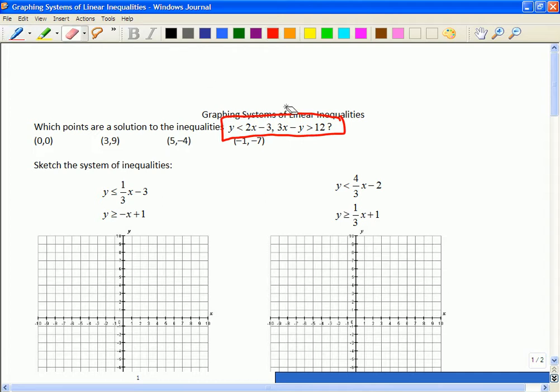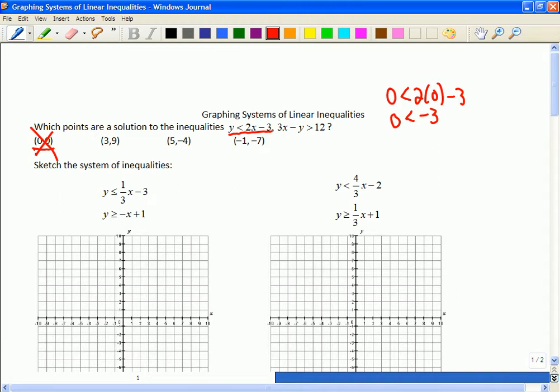So let's take a look here. I'm going to do the first one to give you an idea how it works, and then I'll let you guys work on them. But to see if 0, 0 is a possible solution, it has to work for both. So if I plug them in, the first one will be 0 less than 2 times 0 minus 3. Is 0 less than negative 3? No, it's not. 0 is not less than negative 3. So immediately I can say that is not a possible solution. The only way it works is if it works for both. So as soon as you hit one that doesn't work, you're done. You know it's not a possible solution.